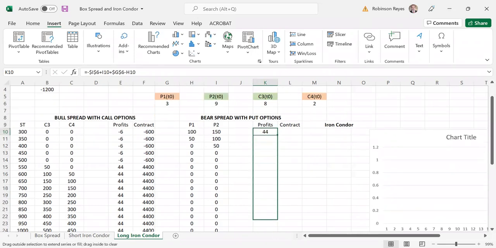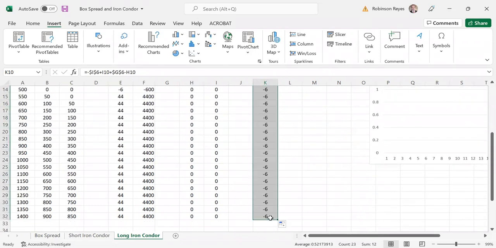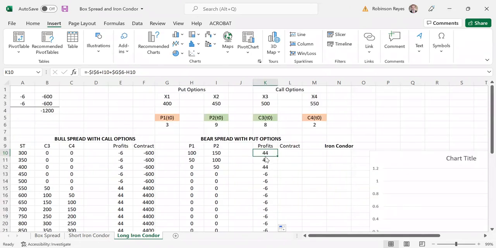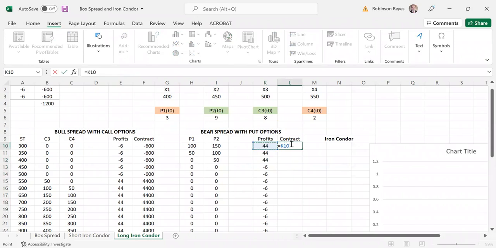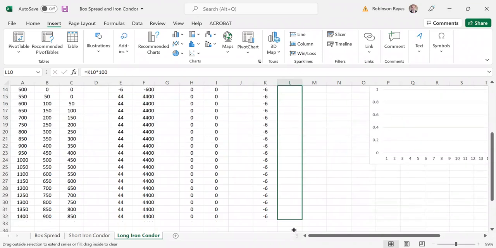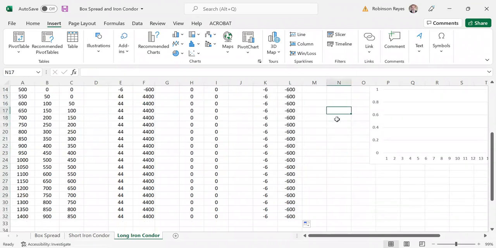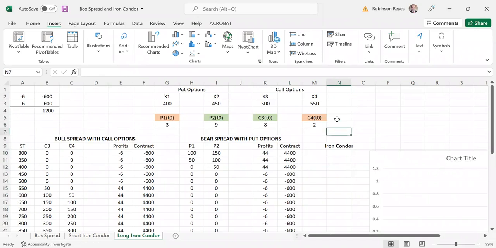Now I scroll this down, and we can see that this looks like a bear spread because when stock prices are low, we have our profits. When stock prices are high, we're losing money. Then we multiply this by 100 because when we multiply by 100, then we get the contract. And well, finally, we just add these two contracts.